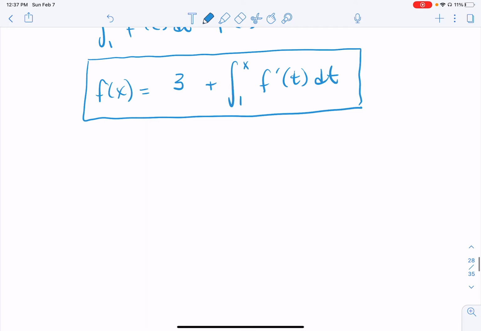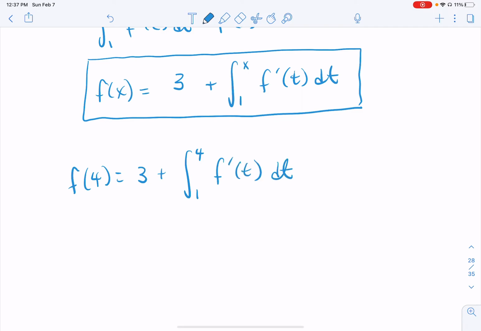Okay, so now we want to find the value of f of 4 and f of negative 2. f of 4 should be equal to this initial value plus the change from 1 to 4 of f prime of t dt. All right, well, this part's obvious. That's right there, but this part maybe not so much. How am I supposed to get the value of this definite integral from 1 to 4 of f prime of t if I don't have an equation to take the antiderivative of this and plug these values in?